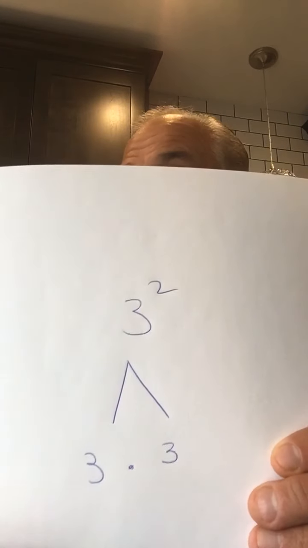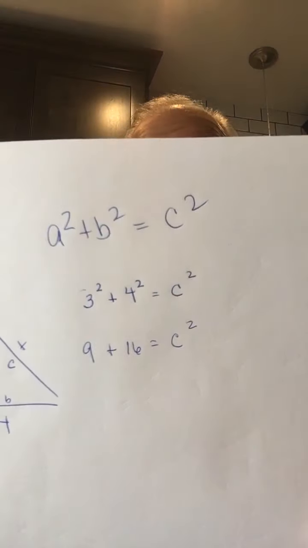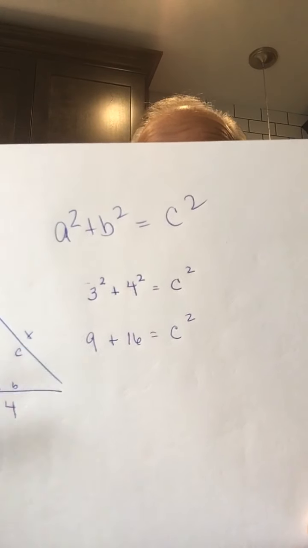Now, when you're working with exponents, it's the number times the number. So 3 squared looks like this. This is 3 squared, 3 times 3, and many of you know 3 times 3 is 9. So we're going to put 9. 4 times 4 is 16. And since we don't know the value of C, we leave it alone. So we get this. Now I'm simply going to add these two numbers together, and I find out that I get 25 equals c squared.